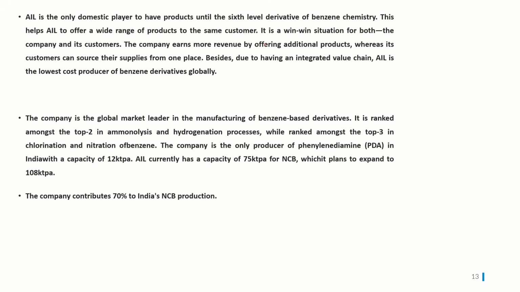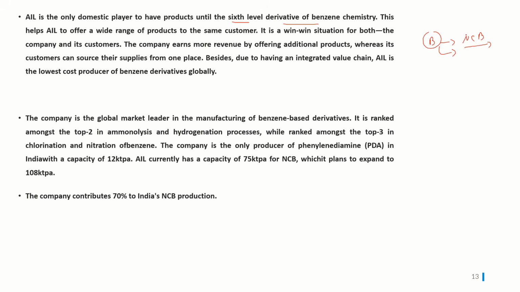They are operating on the 6th level derivative of the benzene chemistry. Now they are expanding into toluene also. So what happens when you operate on the 6th level derivative? See, if you are only using benzene and producing, say, one or two derivatives of it, let's say NCB, nitrochlorobenzene, you are basically a commoditized company. You're not adding value to the client. If the price of benzene increases, your production cost will increase. In case of Aarti Industries, they are able to pass on this increased production cost to their customer. So this is something playing in their benefit.